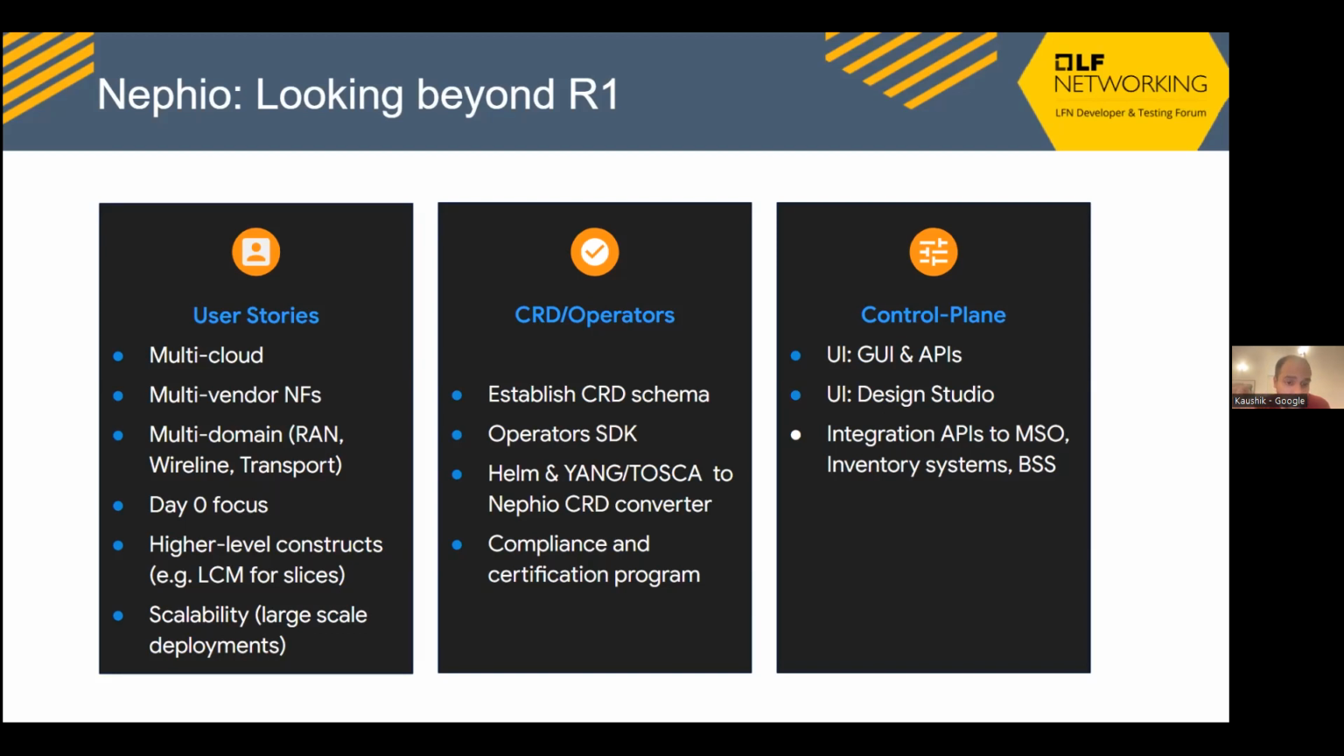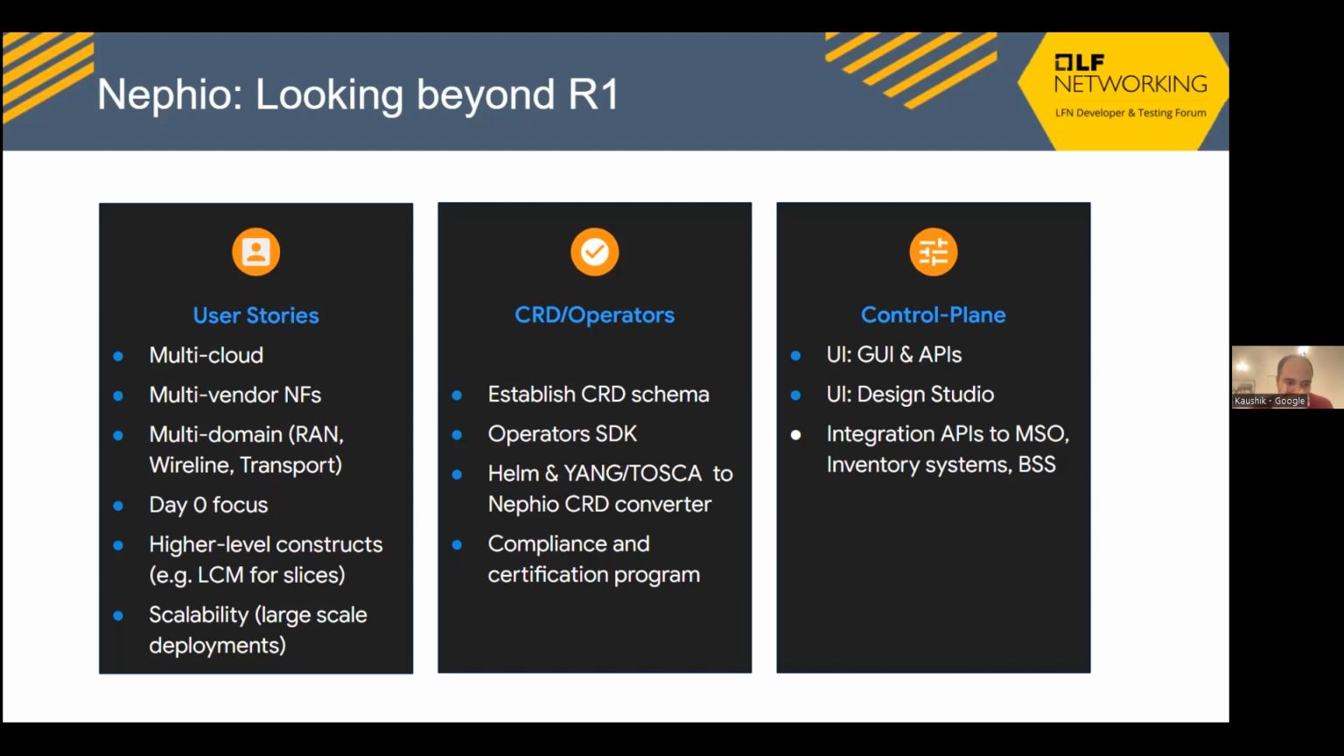Fourth one, day zero focus. Again, a lot of the early user stories are more focused on day 1 and 2, but we want to be able to solve for a network design persona, scenarios where a persona like a network design engineer should be able to specify NF topology spanning all these domains and be able to translate those through CRDs into each network function actuation.